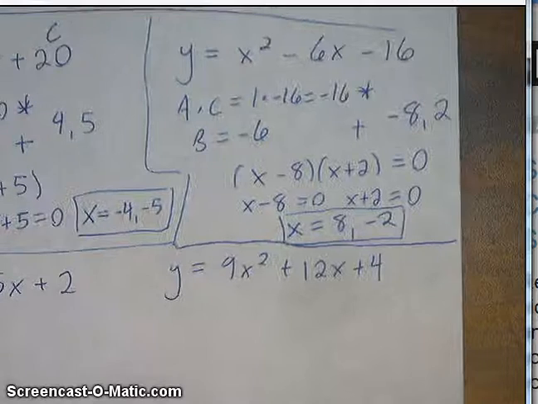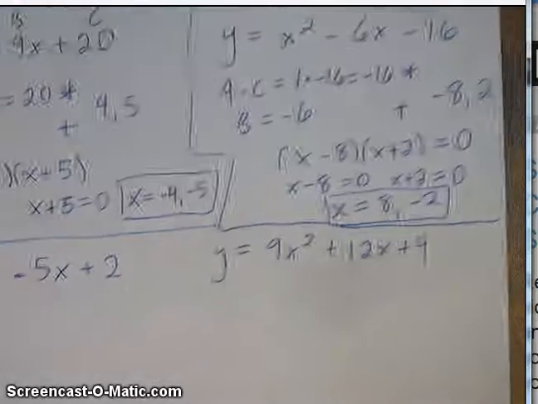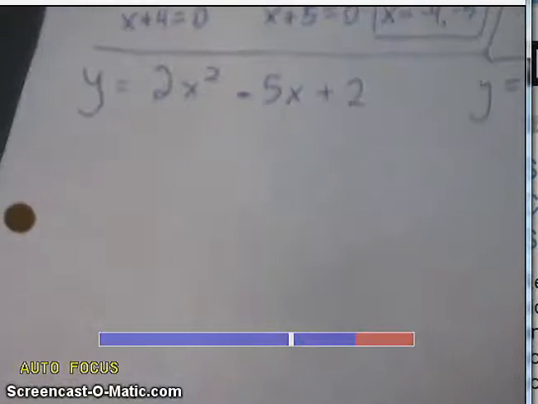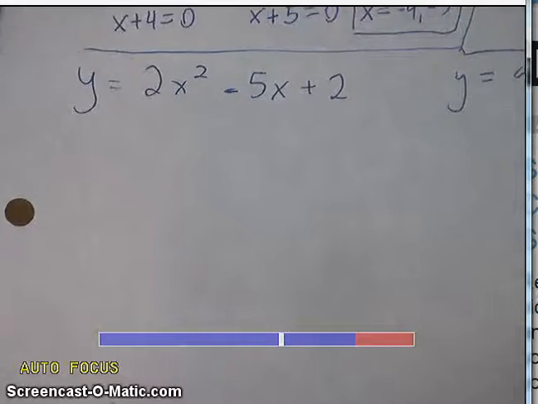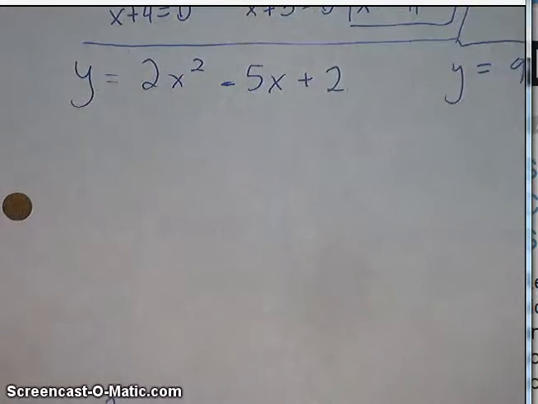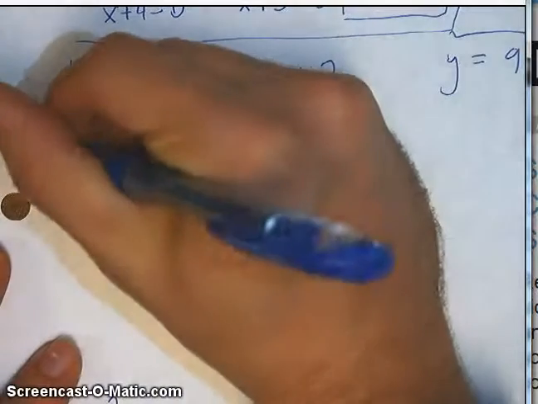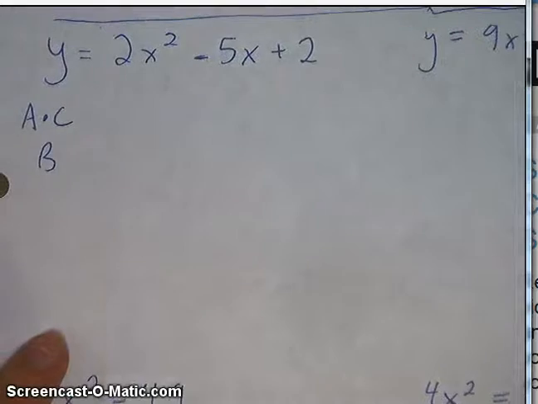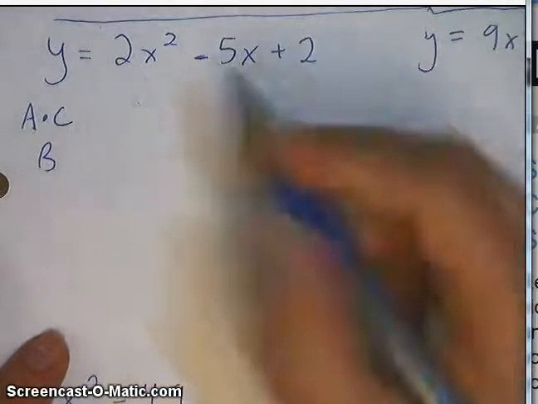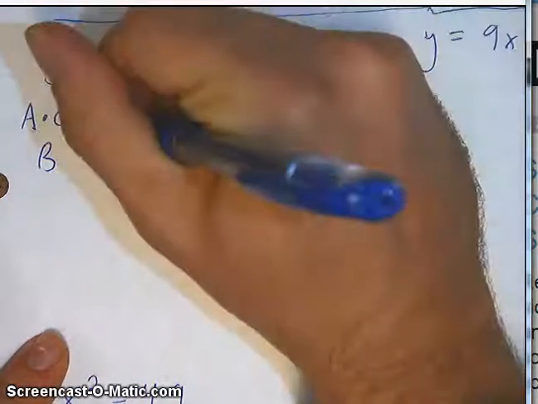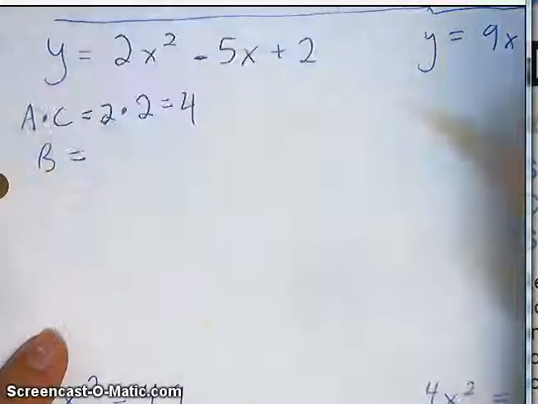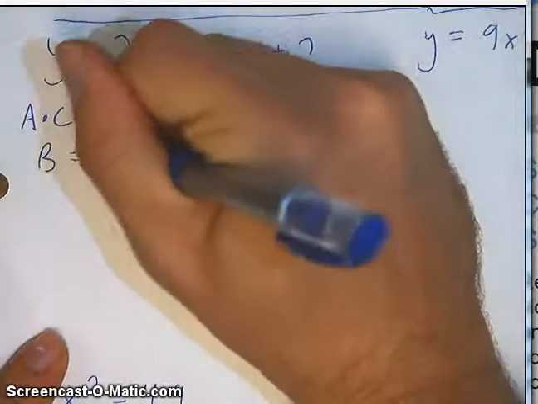But as we talked about last class, these factoring problems come in varying degrees of difficulty. The a is not always equal to 1, but the process is exactly the same. You still want to know a times c, and you still want to know b. So in this case, our a is 2. So we're going to do 2 times 2, which is 4. And our b is negative 5.